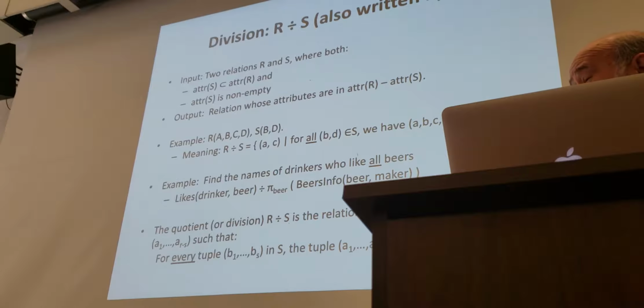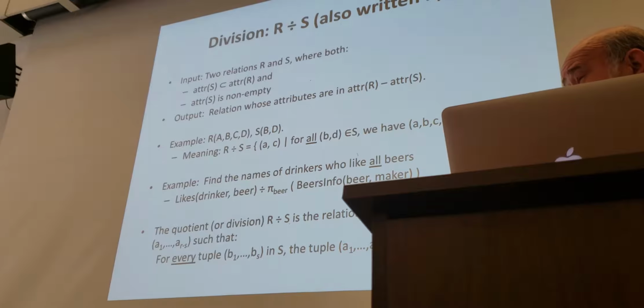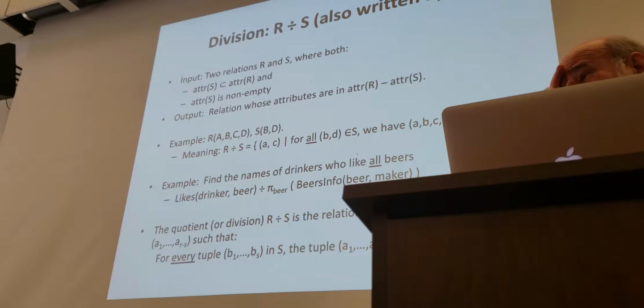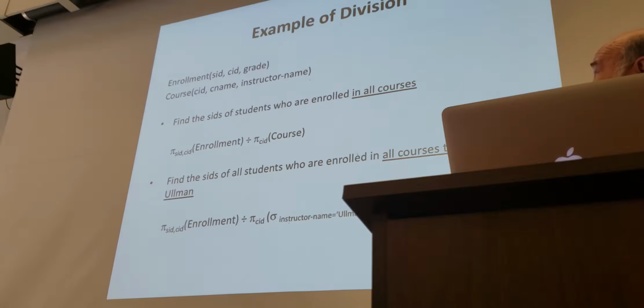I might like 60 different beers, but if there are 61 beers in the beers table, and I don't like Budweiser, I don't show up in the result. It's basically, give me all the drinkers that like all beers. That's all that's going on. So here are some other examples. This is ridiculous, but it's an example.